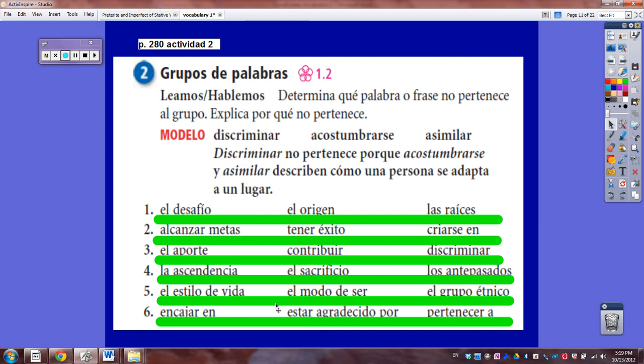Now we're going to move into page 280, activity 2. It says, determine which word or phrase does not belong to the group and explain why it doesn't belong. In Spanish. So the model says discriminate, to get accustomed to, and assimilate. Discriminate doesn't belong because to get accustomed to and assimilate describe how a person adapts in a place. Okay, and number 1. Desafío, origen, and raíces. Desafío is a challenge. Origen is origin. And raíces are roots. So the one that's not going to belong is desafío. Desafío doesn't belong. And I will give you a second to write your sentence as to why.